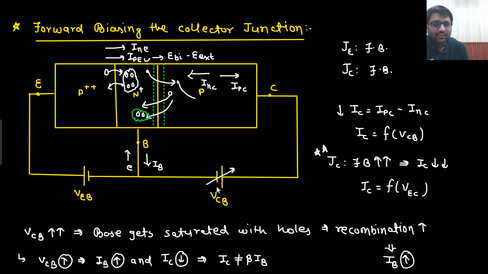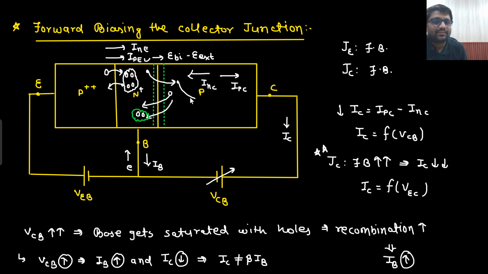So eventually this VCB potential is changing this IC current, and that I did not want. From the starting of the lecture, we have studied for 4 hours, but in the starting of the lecture only I said that this should be a function of only VEB. Although it is still a function of VEB, it is becoming a function of VCB as well. Also, you can see that IC current is decreasing and IB current is increasing, and this is something that we do not want. We always wanted IC to be equal to beta IB, which is not happening here.